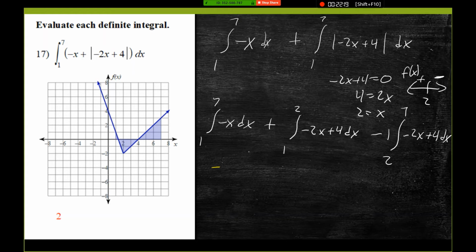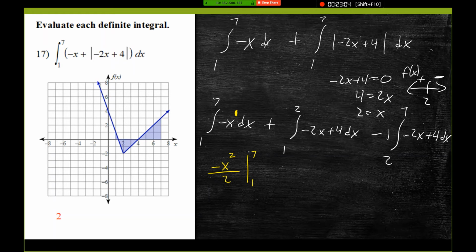Okay, I'm going to add 1 to the power, divide by the new power. Negative. Negative x. Okay, so this was a 1. So if I add 1 to the power, this would be a positive 2. Okay, then divide by 2. Okay, so dividing by 2, then I'm integrating from 1 to 7.